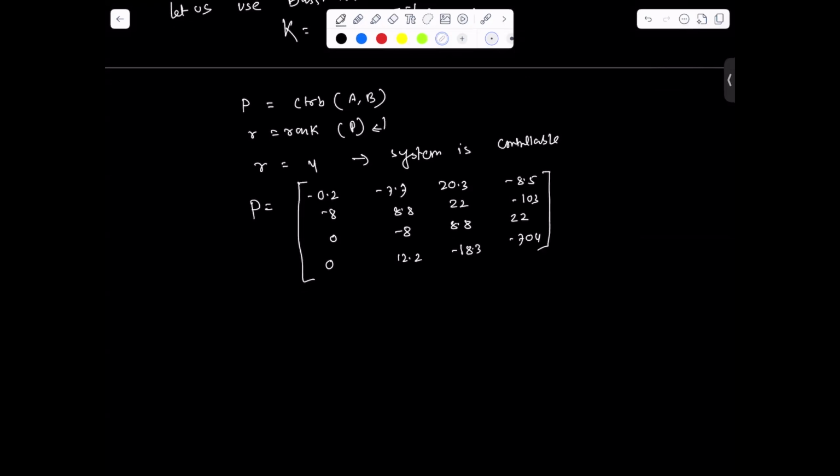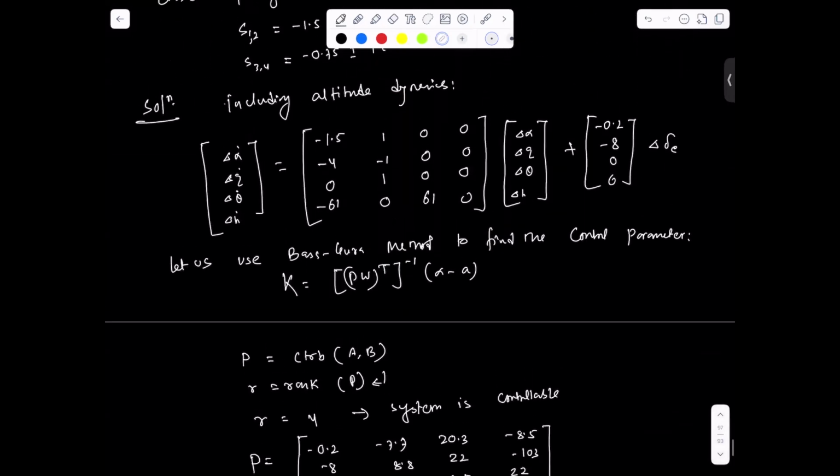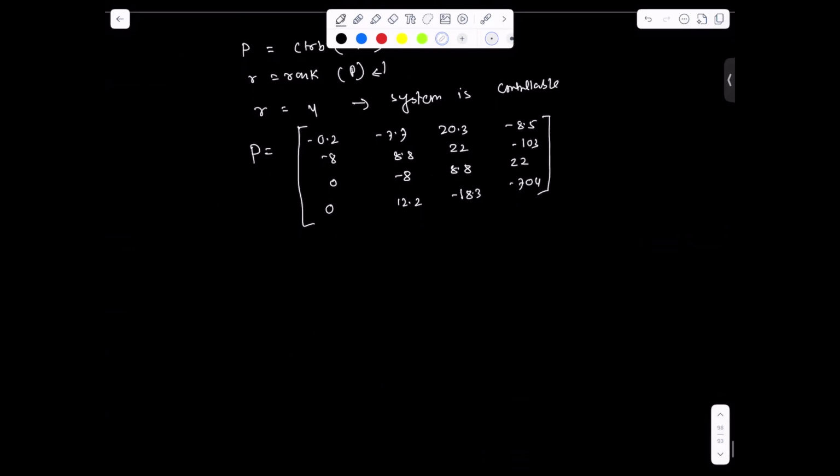And we can also check whether the system is stable or not. So for that, we need to use system stability.